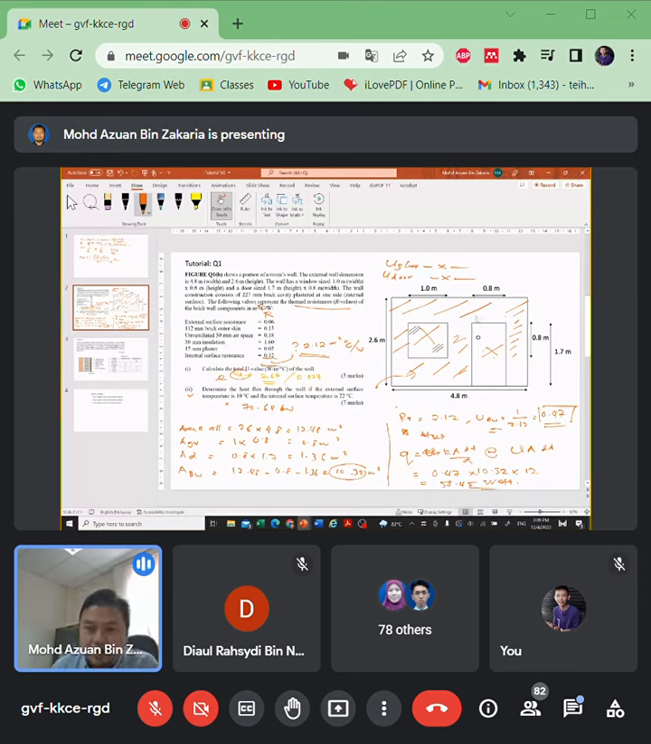Why didn't I include the window and door? Because the window and door have different U values, so we cannot multiply with this one. We have the U value of the brick wall, so we multiply only by the brick wall area. So the heat transfer to the wall is 58.45 watt. All right, this is for this question.